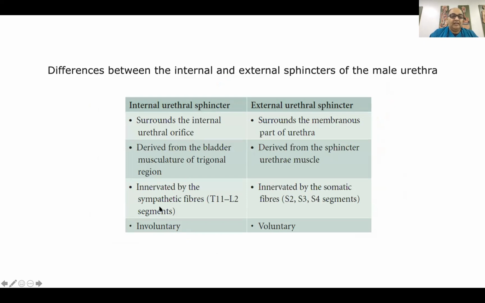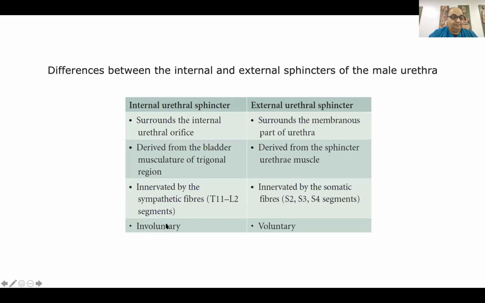And who's controlling the innervation? T12, T11 to L2. This is the sympathetic. And then for the external, which nerve is controlling here? Somatic, that is the pudendal nerve. Don't put parasympathetic here. And then the internal sphincter is involuntary, external sphincter is voluntary. I'm sure these points are clear to all of you. Is this point clear? Guys, these are important. We love to ask these questions a lot. So be very clear about these concepts.